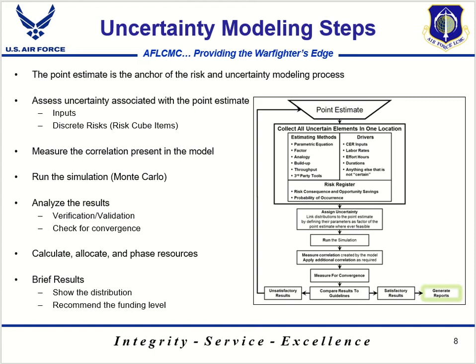After that, we'll explore whether or not any of these uncertainties are correlated with one another. We typically use a Monte Carlo simulation to model the impact of those risks on the cost. When that's completed, we want to review the results, and then we'll phase the risk dollars appropriately. And finally, we document and present the results and then recommend a funding level.